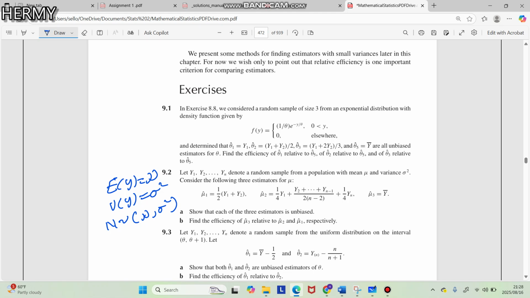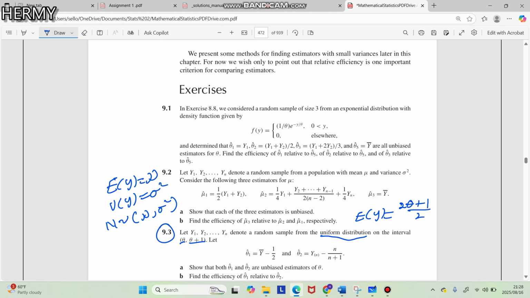So you just have to know these things. And also, what about 9.4? 9.4, it's a uniform distribution. You can see they're saying it's a uniform distribution. So if it's a uniform distribution, what is the expected value of a uniform distribution? It's theta 1 plus theta 2 all over 2. So the answer is 2 theta plus 1 all over 2.